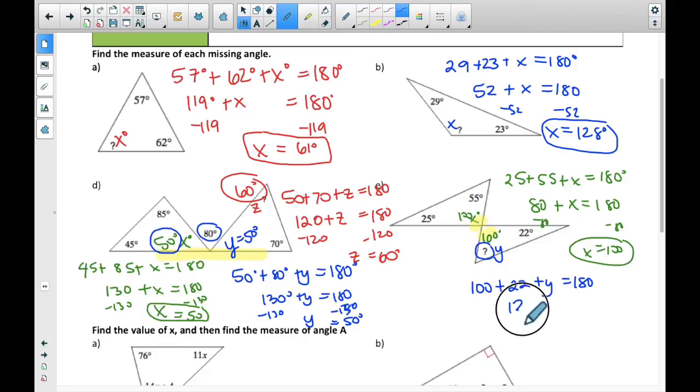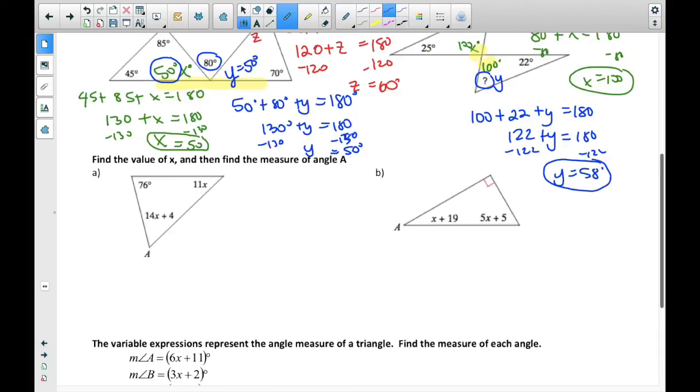So this comes out to be 122 plus y, and so I take 180 minus 122 to get my answer. And that's going to be 58 degrees. So sometimes you might have to kind of jump around to get to the answer you need.